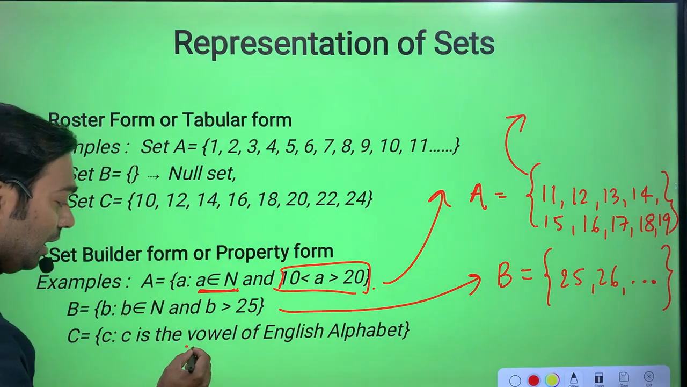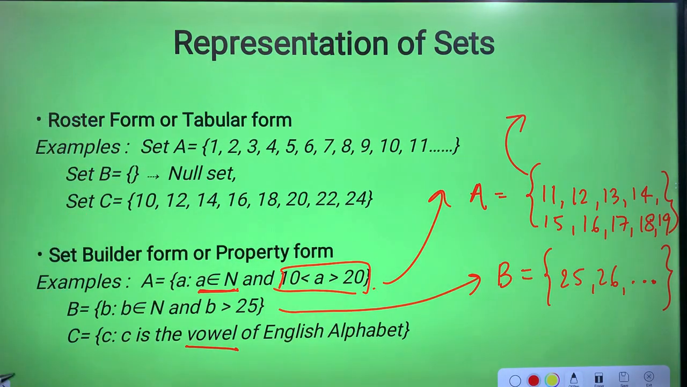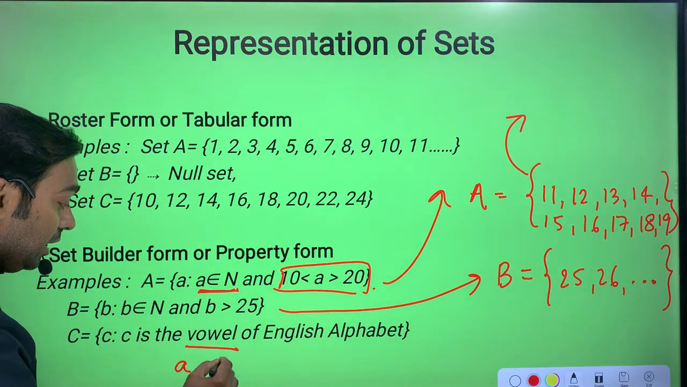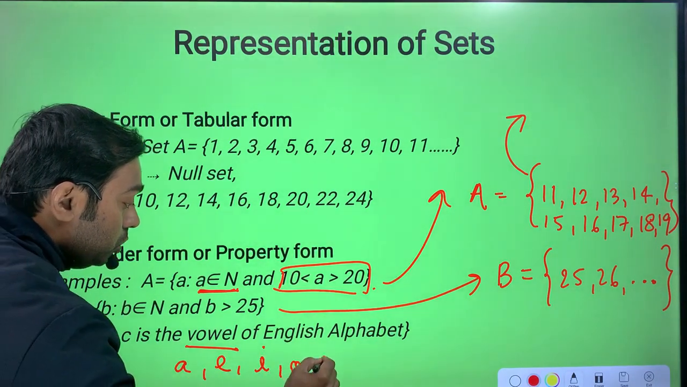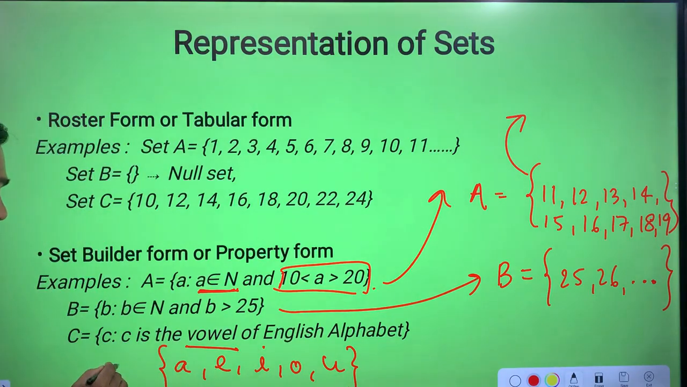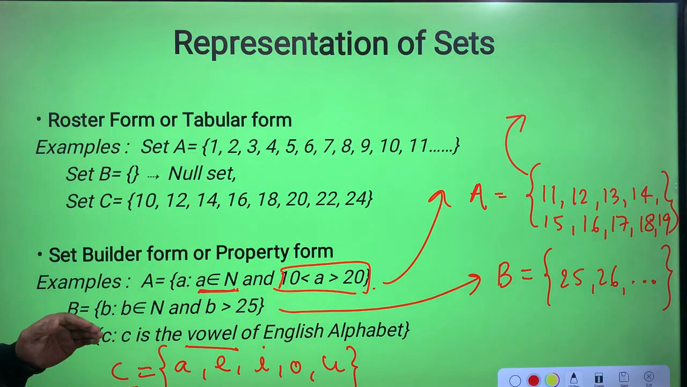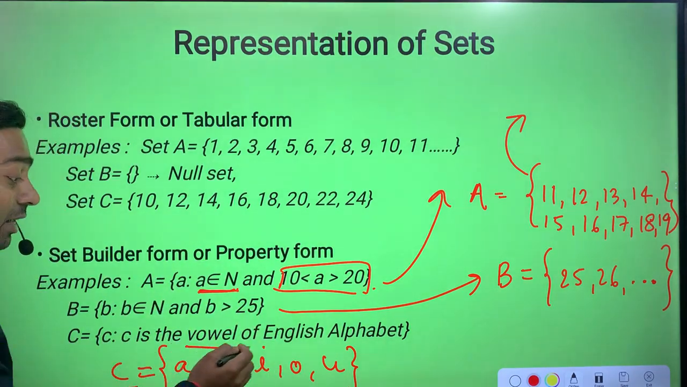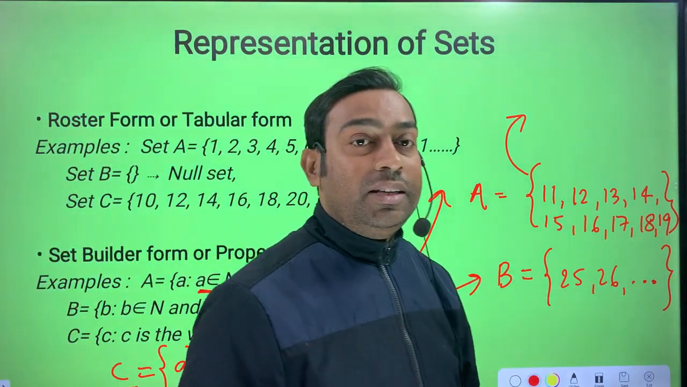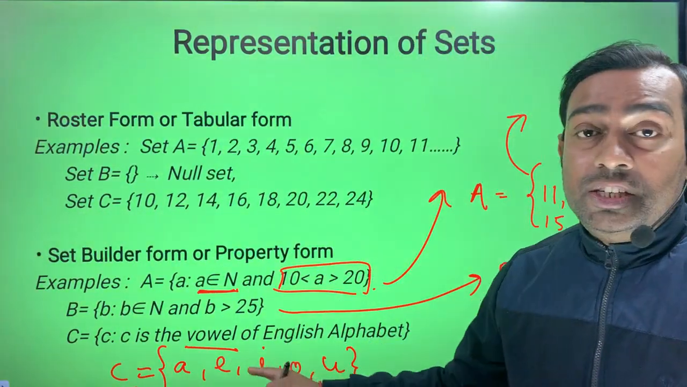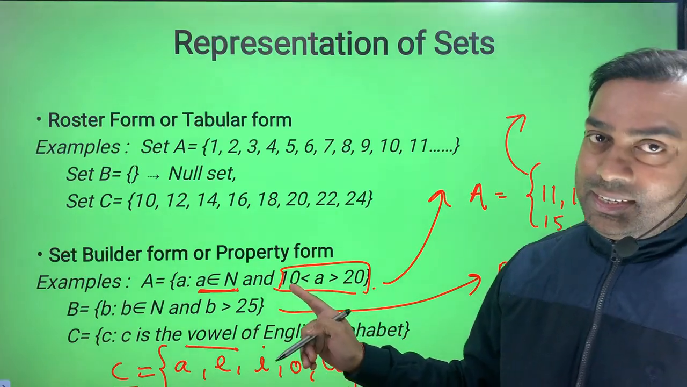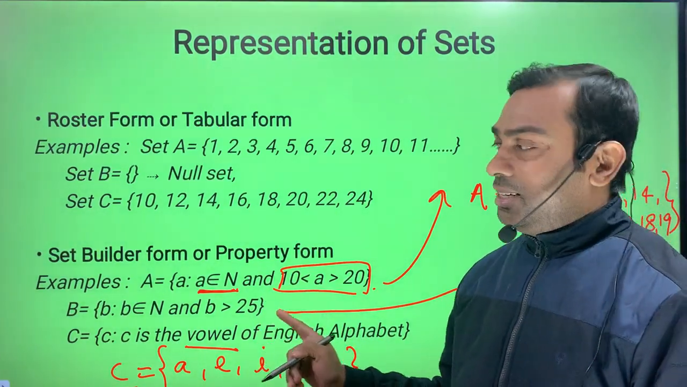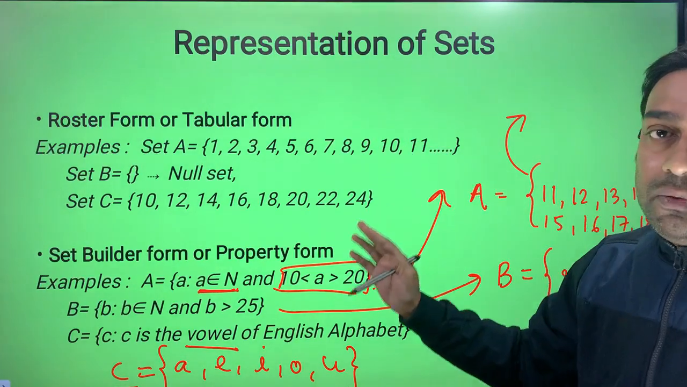Now vowels, you know, A, E, I, O, U. So A, E, I, O, U. These are 5 vowels and this represents what? Set C. C is the collection of well defined and distinct objects. A, E, I, O, U, all are distinct, not the same, and each of them is treated as an element of this set. Is that clear? Hope I made this all clear, the types of sets.